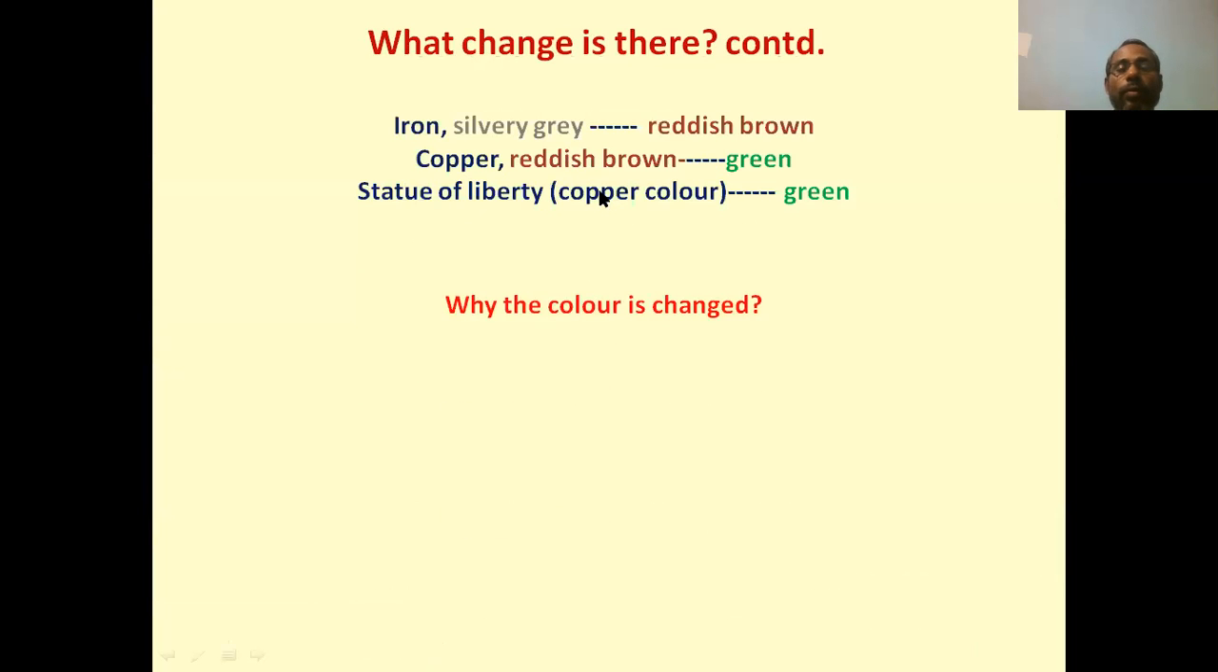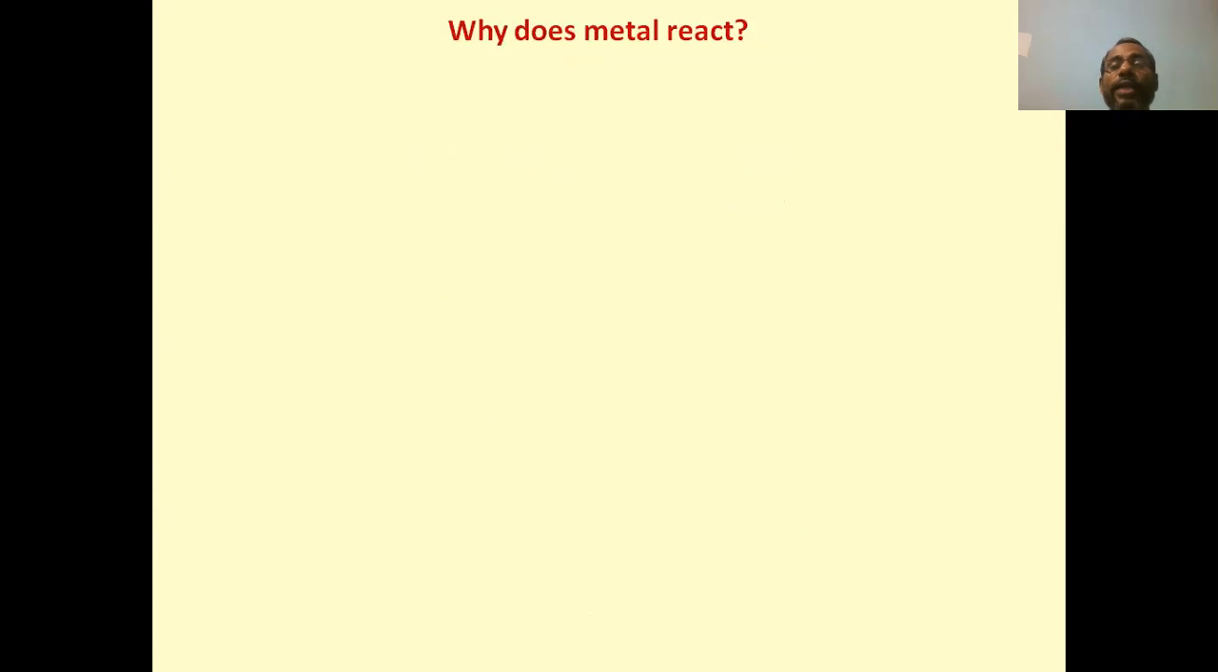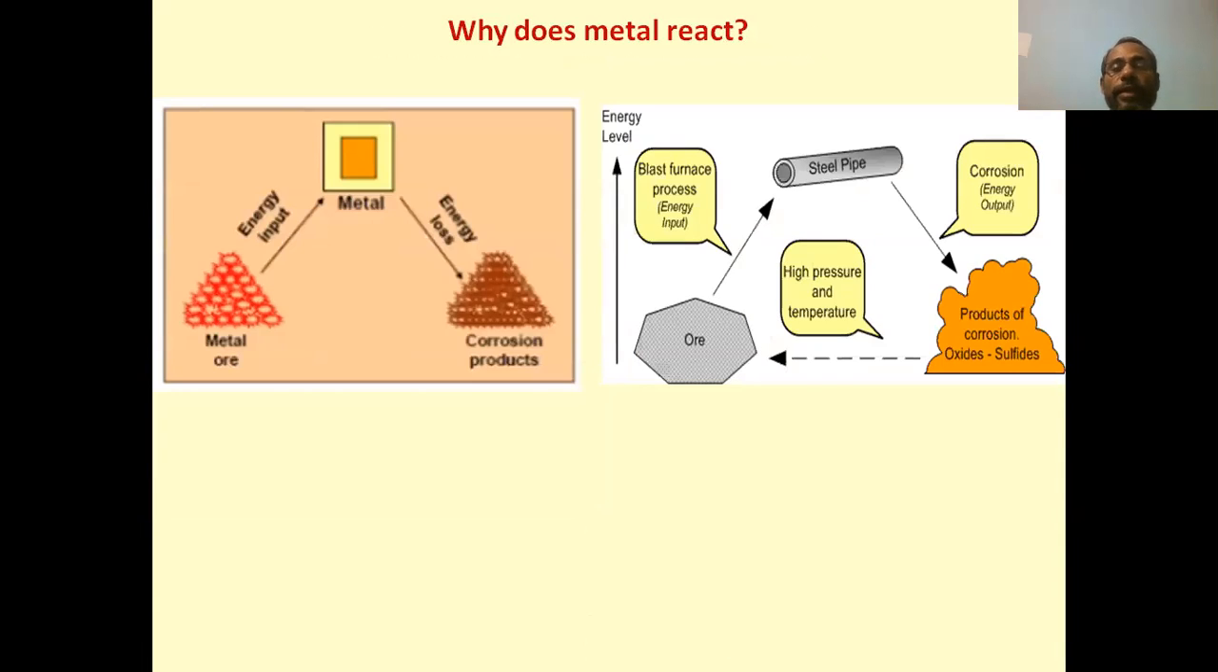Now, why is the color changed? Because of the formation of some compounds on the surface, right? The next question could be why the compounds are formed, because of which the color has been changed. Then the next answer could be that the compounds are formed because the metals react, right? Why does metal react? Have a look into this diagram.